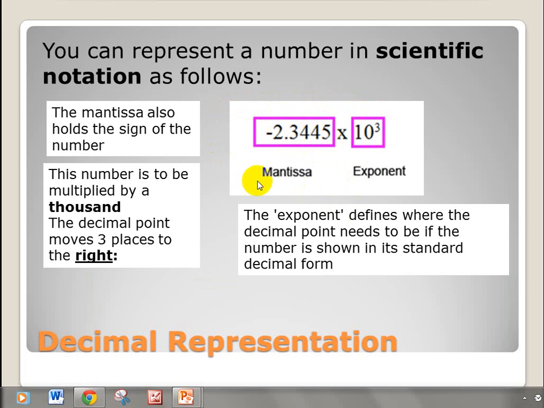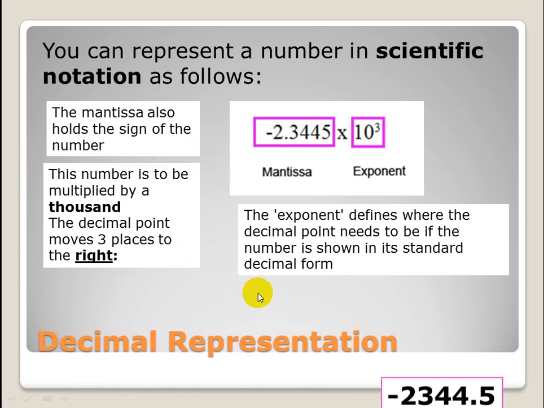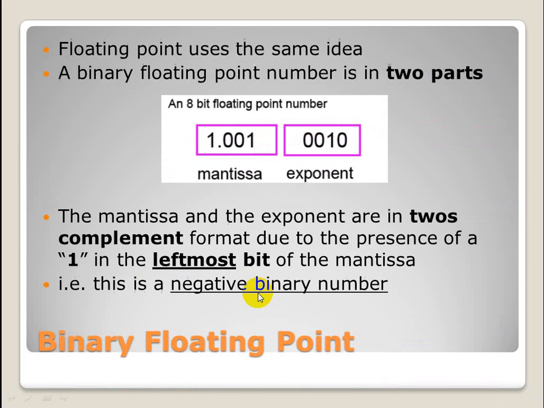You know that from maths. This is now a new term for some of you, mantissa. The mantissa also holds the sign of the number. There it is. Now in binary, that's represented by a 1 if it's negative and a 0 if it's positive. This number is to be multiplied by 1,000, so we move 3 places to the right. There we go. And that is the answer to that.